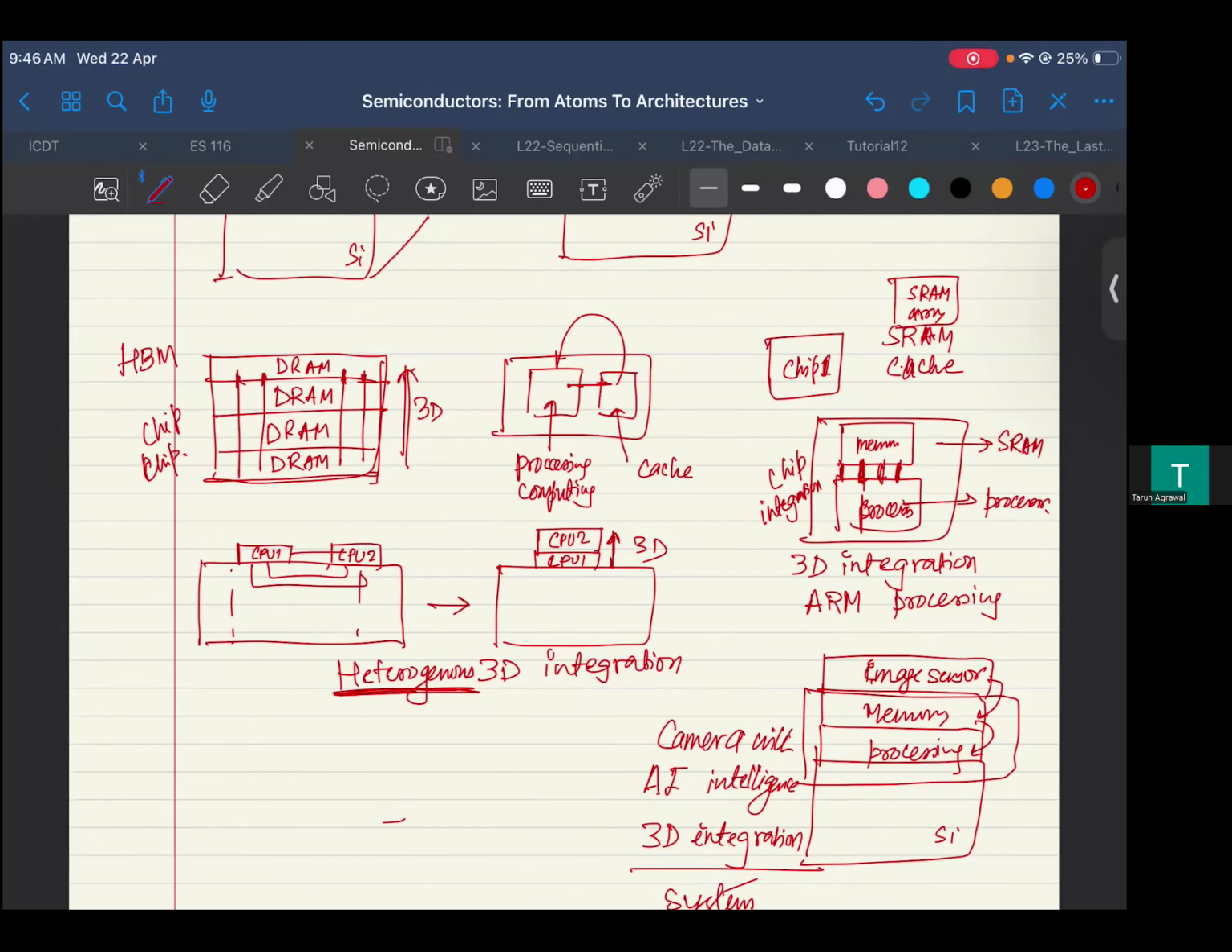So that is how you can also think that in future, if you get access to these technologies, or what can be done in that space, one can plan or design these systems better than others, right, for their applications or whatever they are thinking, such as a camera with AI intelligence.